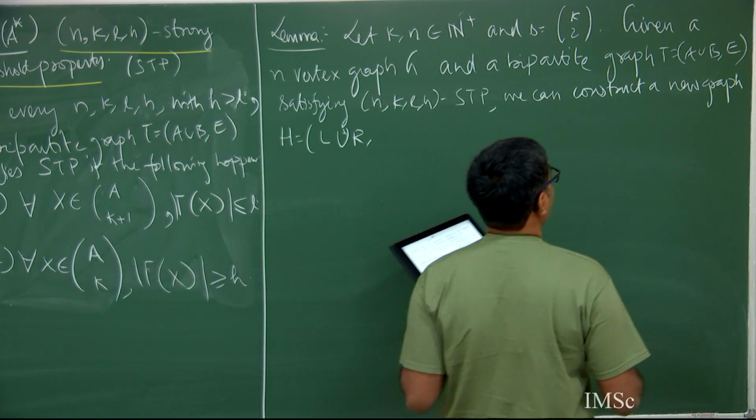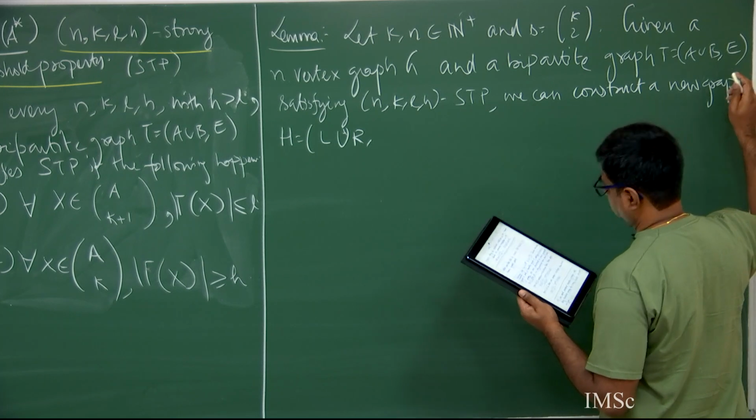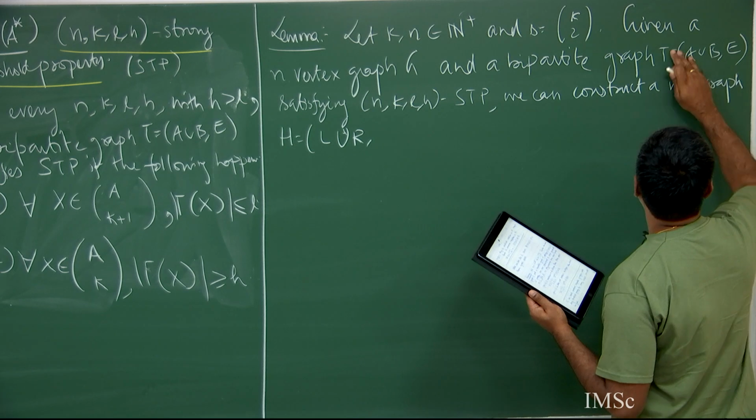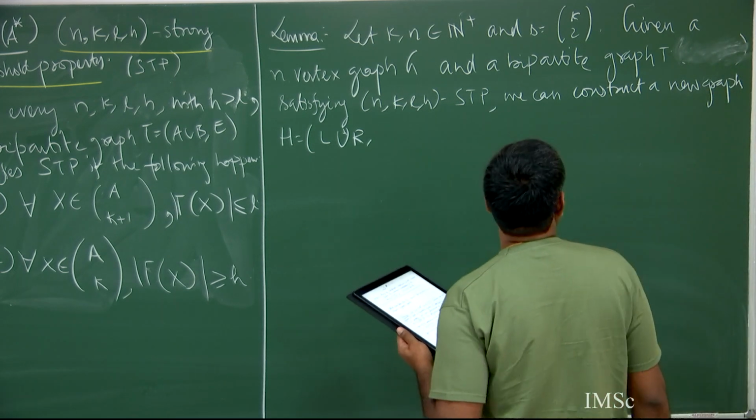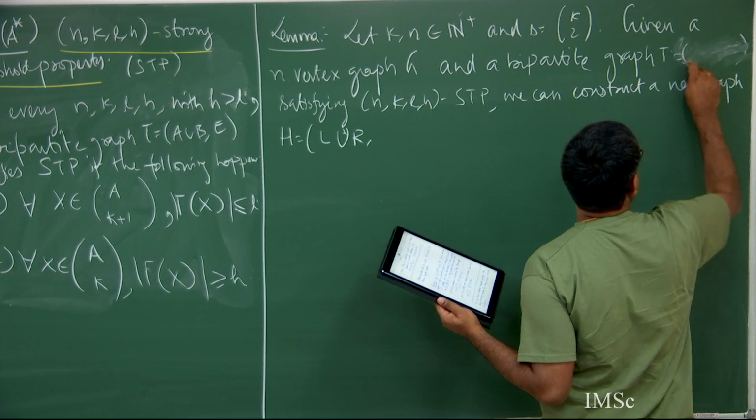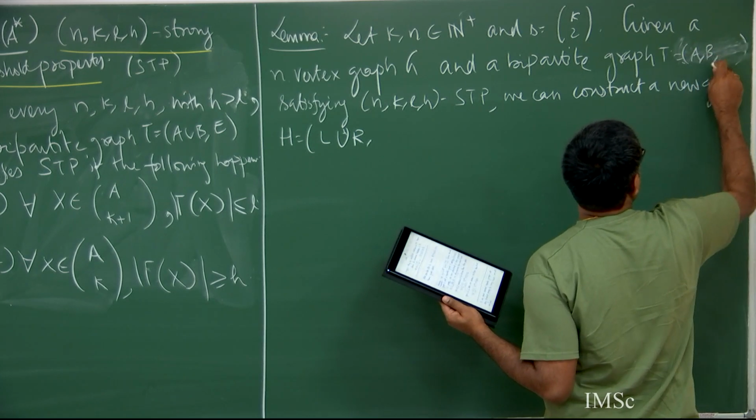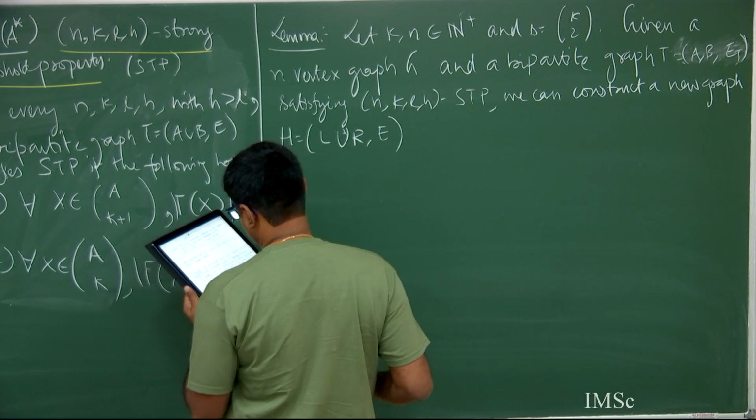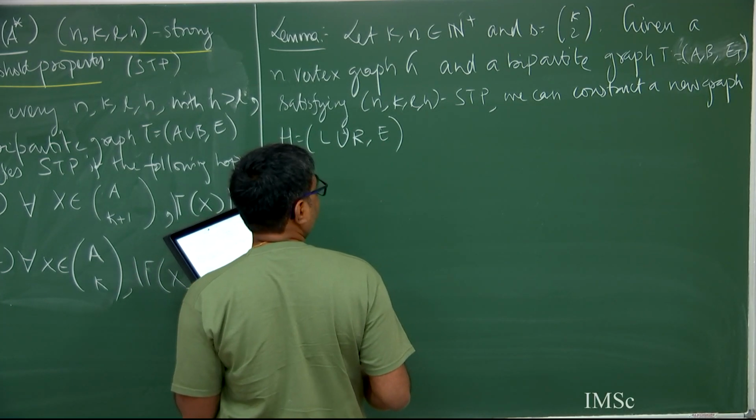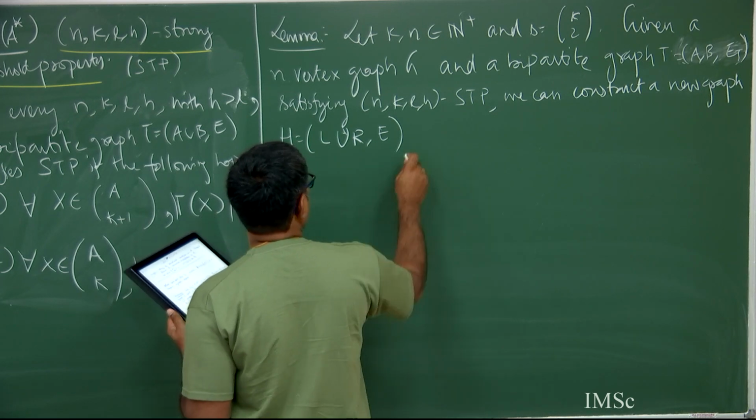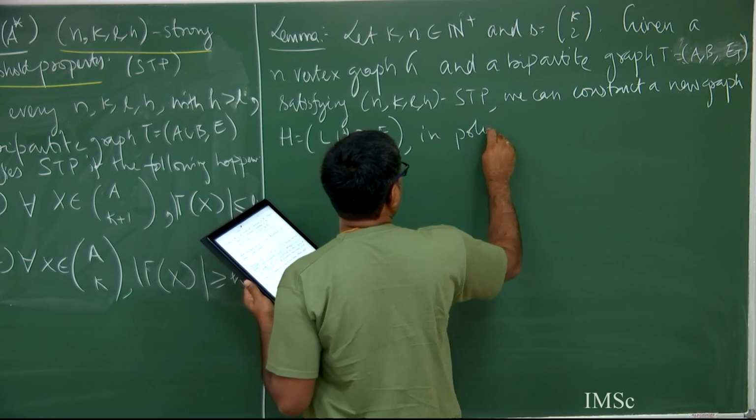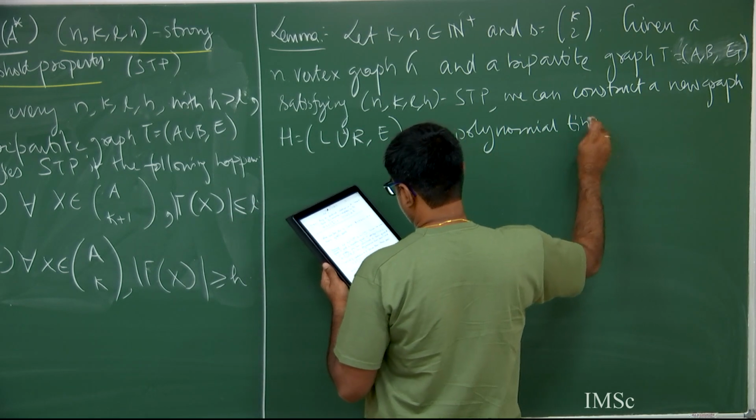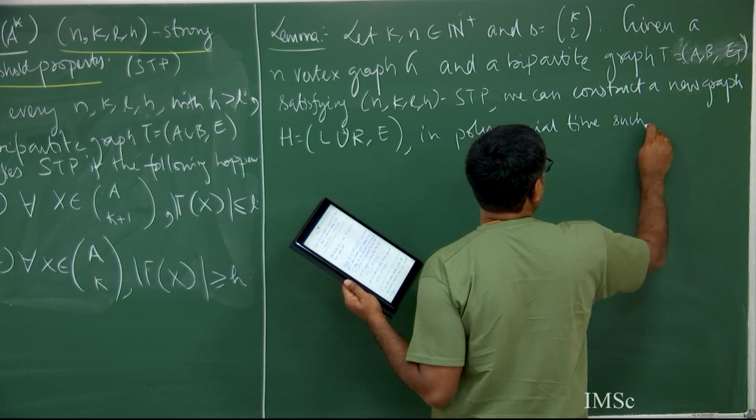Let's call it, does it need a name? I don't know for now. It doesn't need any name. Okay, a bipartite graph T. Give it a name. Okay, E. Construct a new graph H in polynomial time such that some nice property happens.